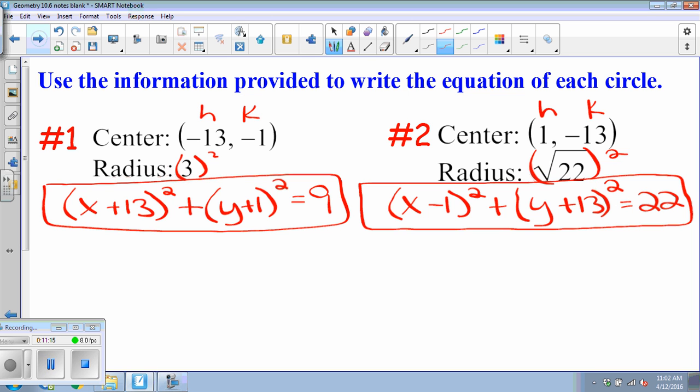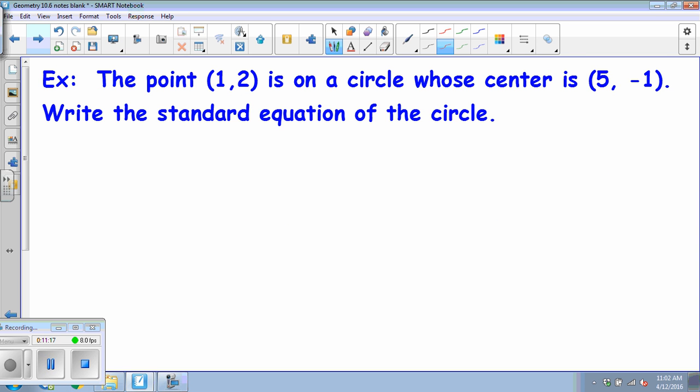Okay. Now, this is the one I was talking about a while ago. We have to write the standard equation of the circle. They tell us a point on the circle, and they tell us the coordinates of the center. And so to write the standard equation, you need the center and the radius.